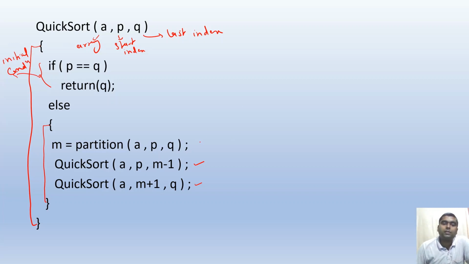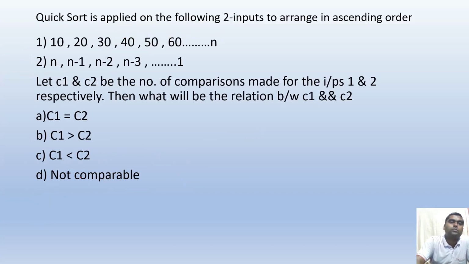So the time taken by this partition is order of n, and the time taken by this is T of something; it depends. I will show you how it depends. It is the best case and worst case situation. If the partition divided into two halves of n/2, then the time taken will be T of n/2 and T of n/2. Otherwise, if it divided at some different positions, then it depends.